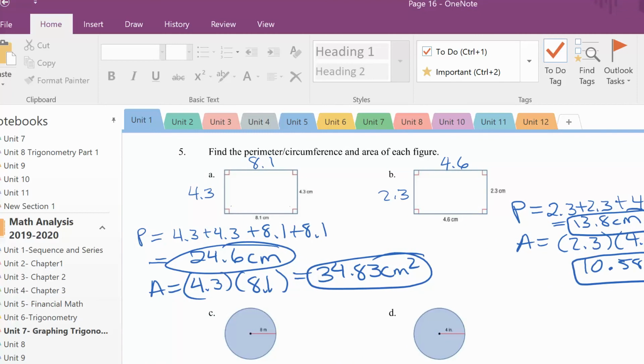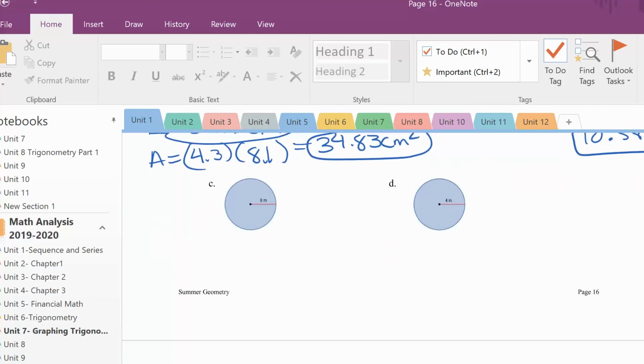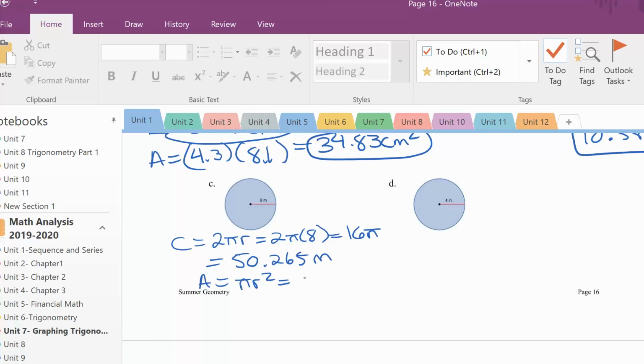All right, so next we look at a circle. And remember, for the circumference, remember it's 2 pi r. Since the radius here is 8, we go 2 pi times 8, which means it is 16 pi for the circumference, which when you multiply, you get 50.265 meters.